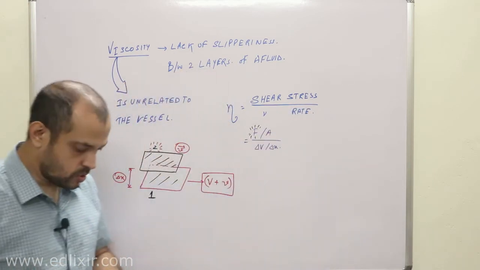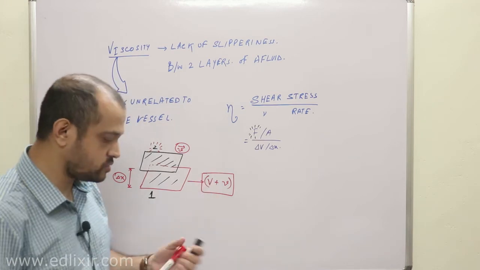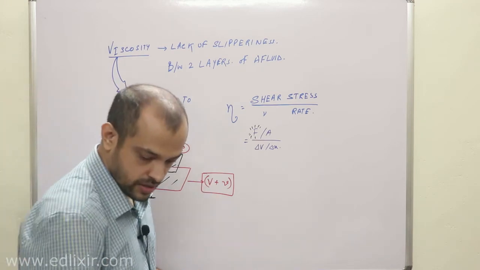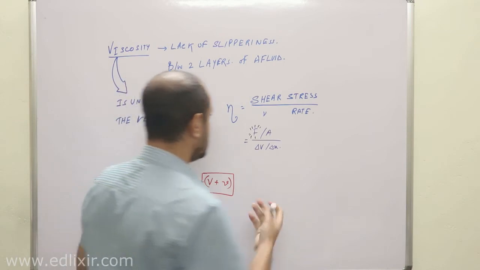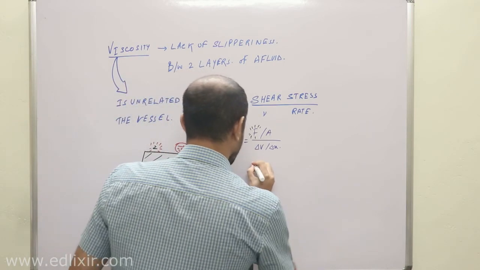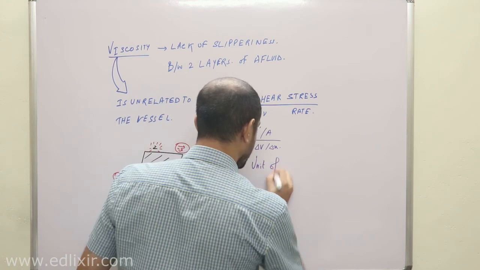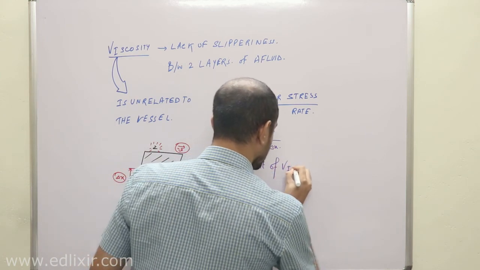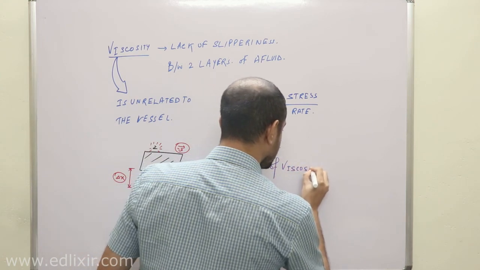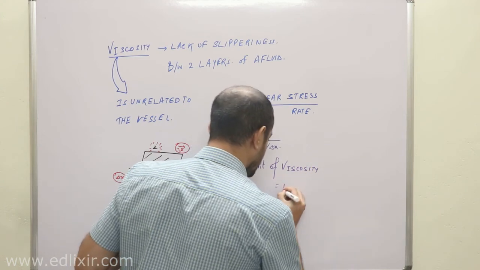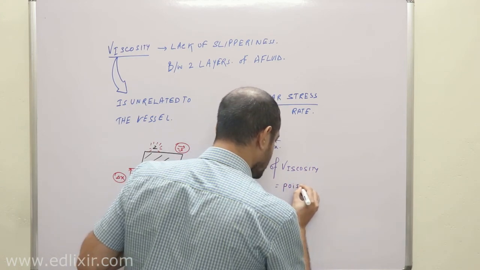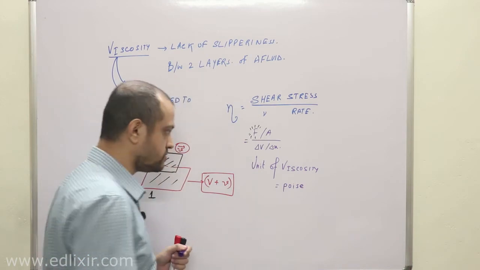Now why are these things important? Listen, if you really want to learn, a very important point you need to learn here is that the unit of viscosity is poise, P-O-I-S-E. Clear? Now listen with all your attention.